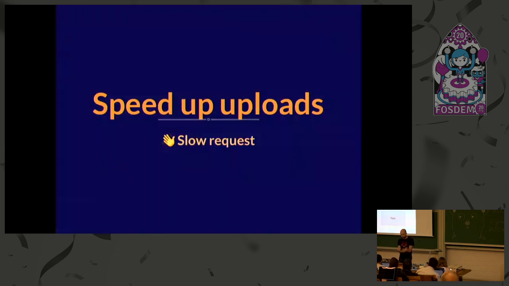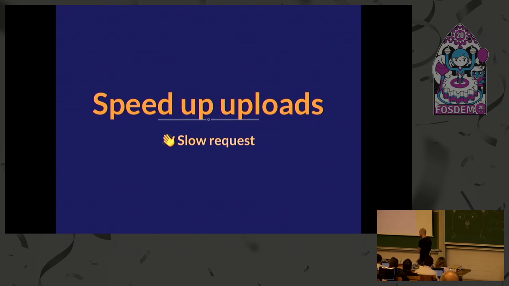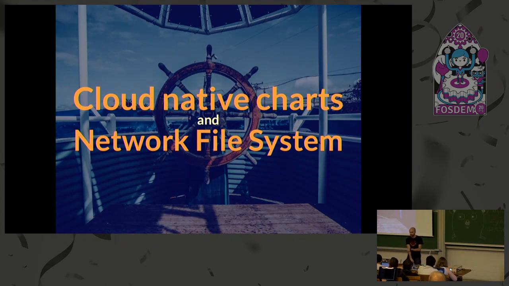So this is what we did. It was more or less 2 months later, the other implementation. And so we speed up all the uploads, bye-bye slow requests, and it's time to go back to our story. So we had to release cloud-native chart. And we had a big problem now. Network file system, NFS. Now, let me explain to you why this was a problem.